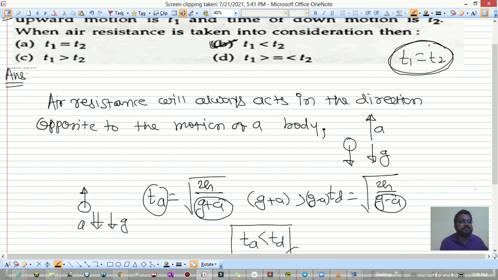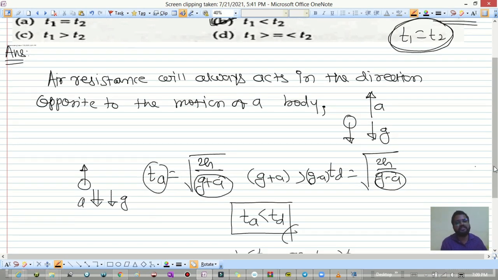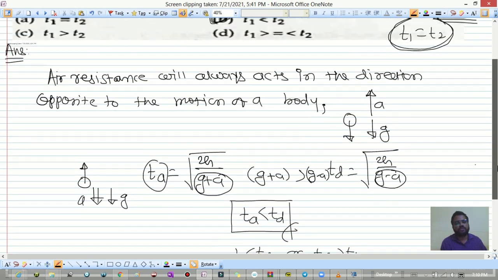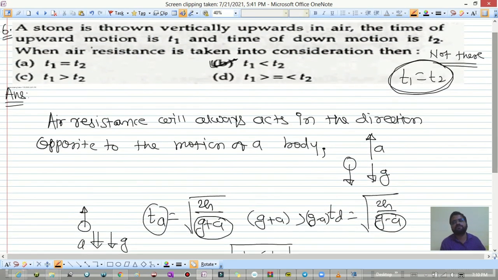Whenever air resistance is not there, then T1 is equal to T2. If air resistance is there, then T1 is lesser than T2. So I hope this is clear now.